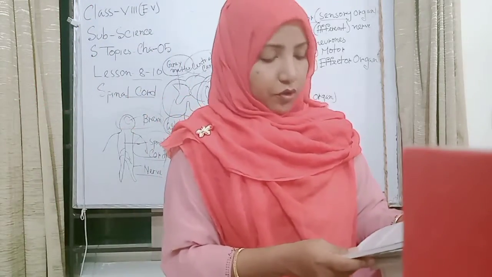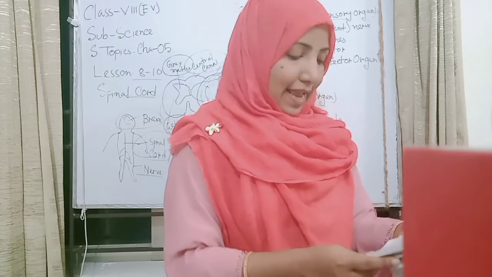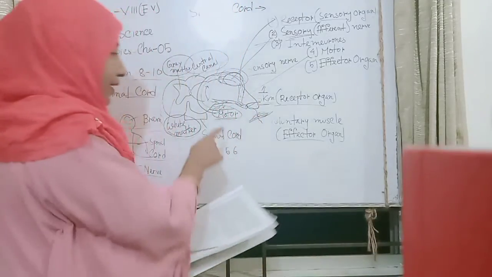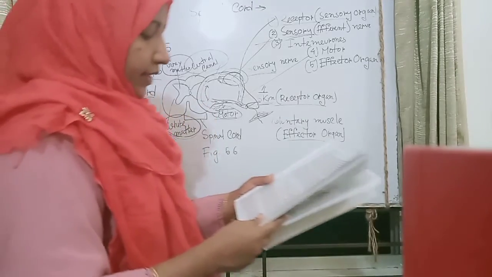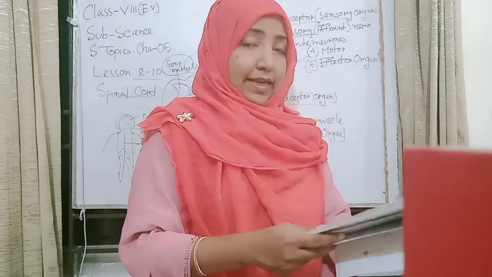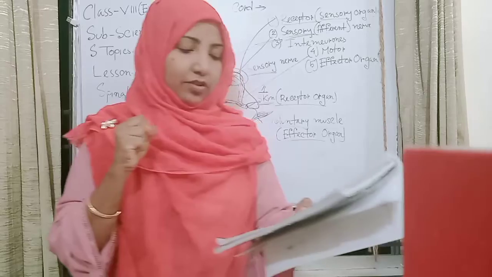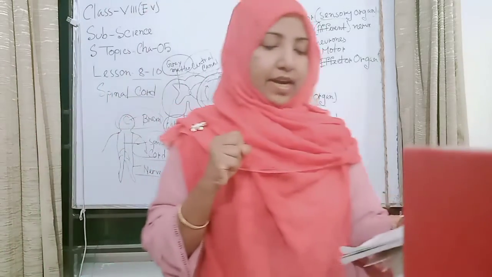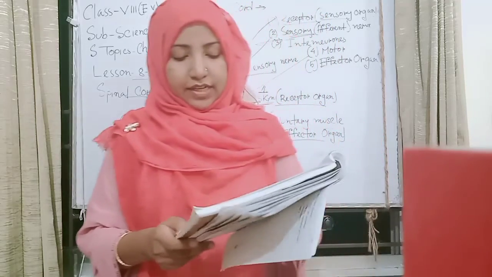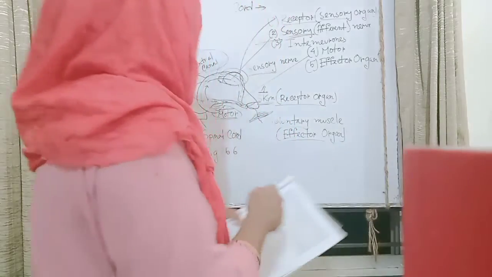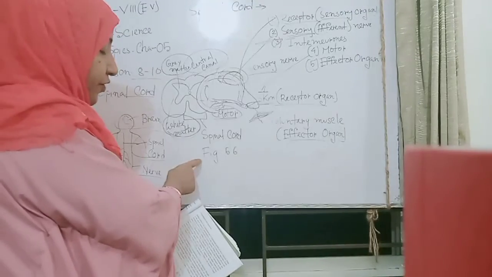Again, the motor nerve carries the message from the spinal cord to the muscles. The effector organ shows response to the stimuli and consequently the muscles contract and we withdraw our hand from the painful stimuli. Again, it is very important to realize that figure 5.6 is a reflex action of the human body. Very important figure. Please everyone try to draw this figure.